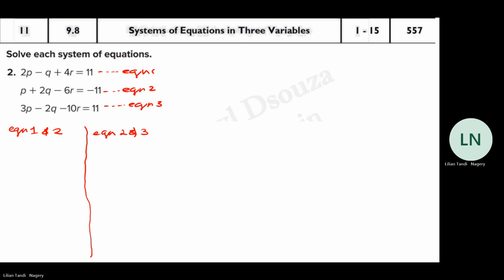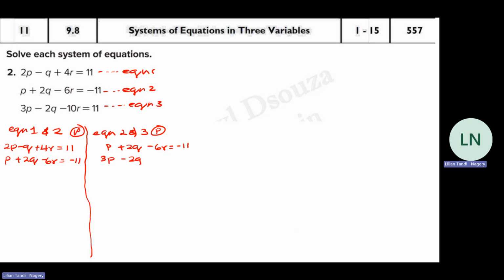So I want to eliminate P. I'm eliminating P. So here I'm going to do 2P minus Q plus 4R equals 11. P plus 2Q minus 6R equals negative 11. 3P minus 2Q minus 10R equals 11.